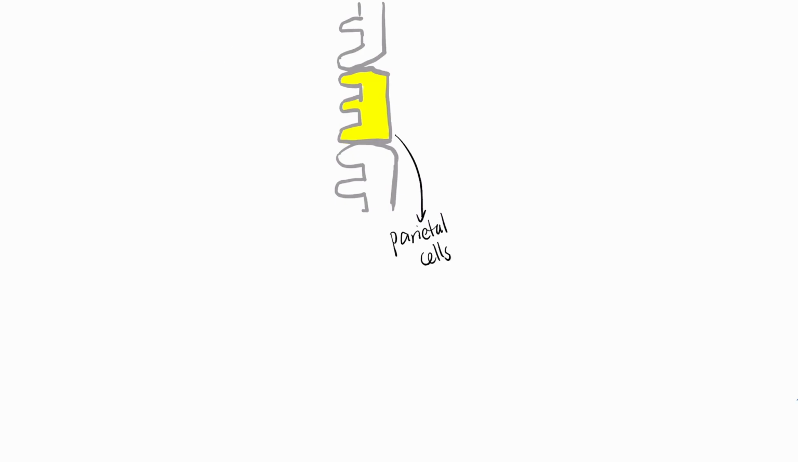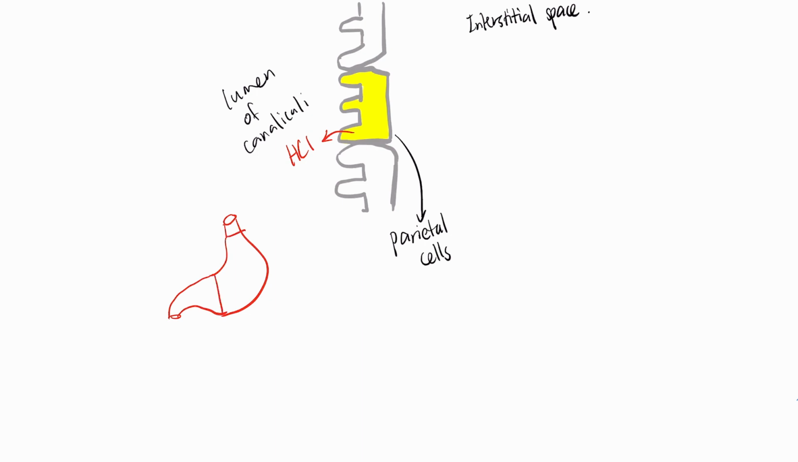So in this diagram, I've drawn the parietal cells, the lumen of the canaliculi, and the interstitial space. The main objective of the parietal cell is to secrete hydrochloric acid into the lumen of the canaliculi, but how does this occur? It is important to note that this process occurs within the body of the stomach.